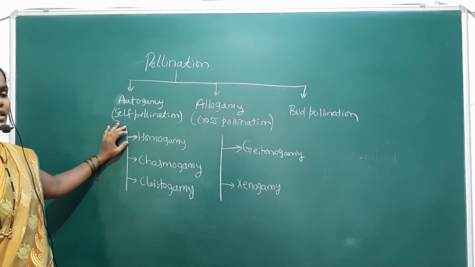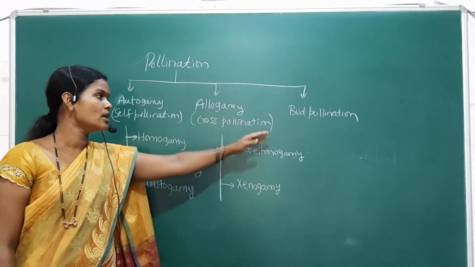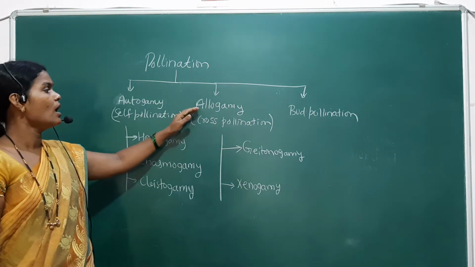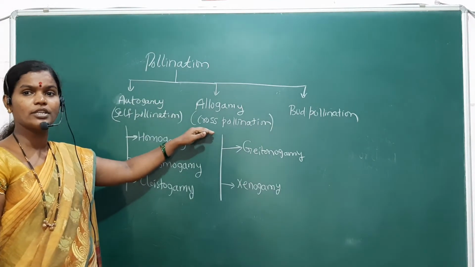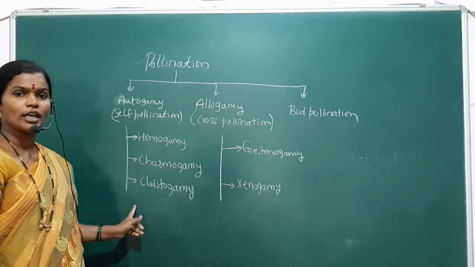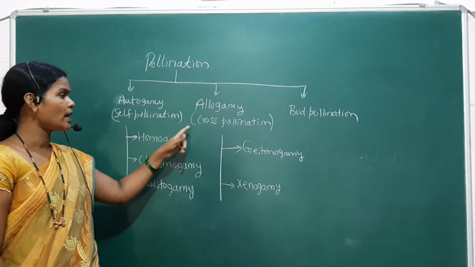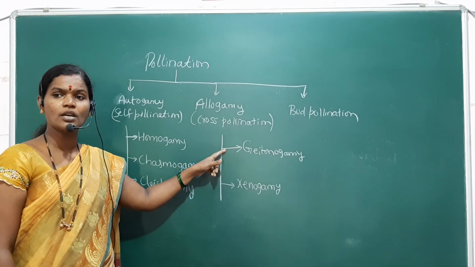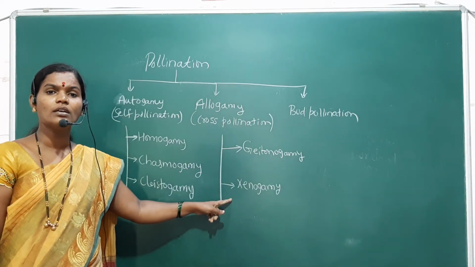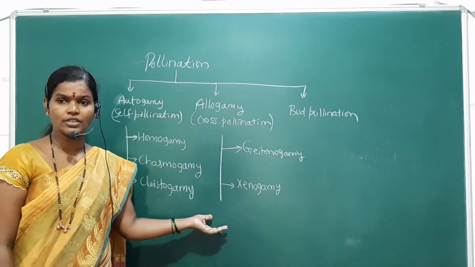So what does pollination say? Three types: autogamy, allogamy and bud pollination. Autogamy is also called self-pollination, allogamy is also called cross-pollination, and then bud pollination. Autogamy has three types: homogamy, chasmogamy, cleistogamy, and cross-pollination is of two types, geitonogamy and xenogamy. Okay, so this is the information about pollination.